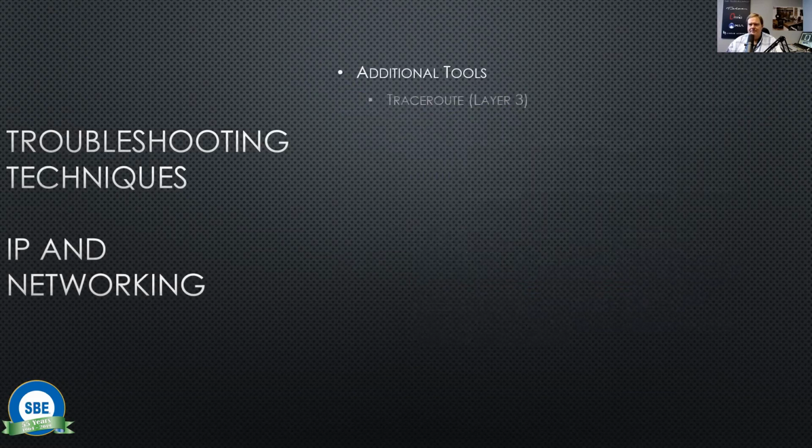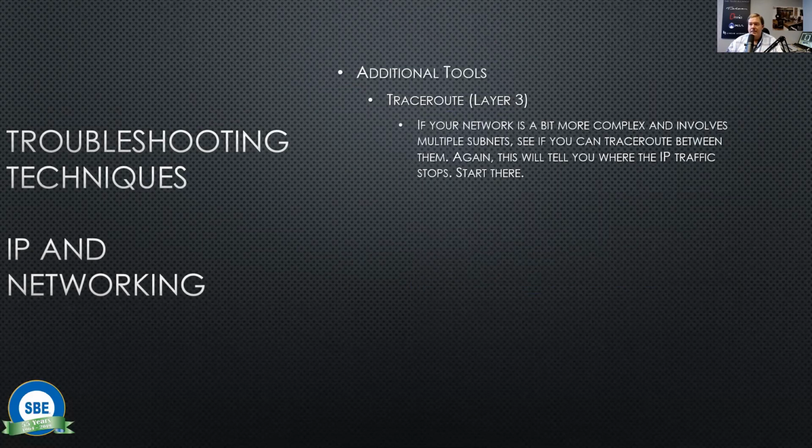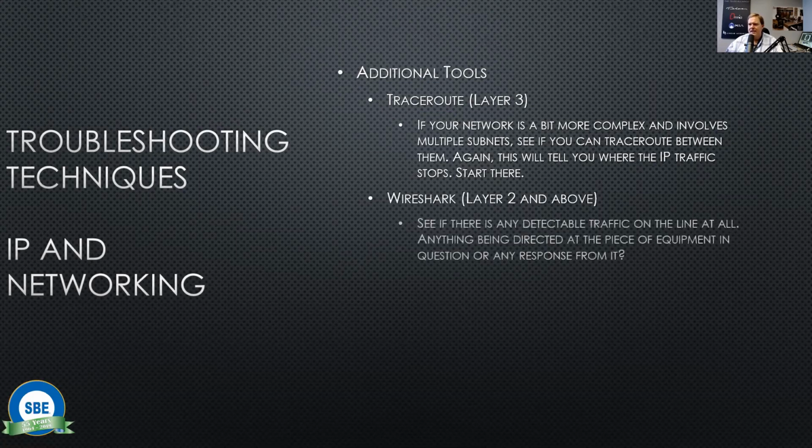So some other tools that are available, traceroute. This really can come in handy if your network is a little bit more complex, involves multiple subnets, or if you're trying to trace to some external resource. It'll show you where the traffic stops, basically, and that's generally where you're going to want to start. I mentioned Wireshark earlier, so this actually will get you down to the layer 2 level as well. So you can actually see the packets coming between devices. So you want to see if there's any detectable traffic coming from this device at all, anything being directed at that piece of equipment or any response from it.